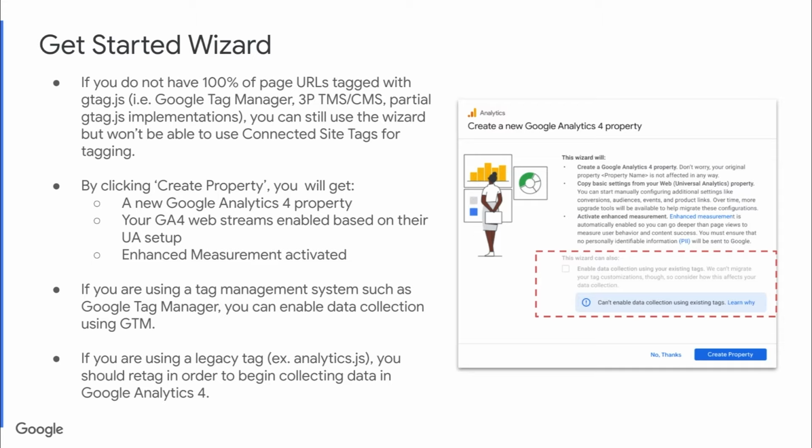Google Analytics 4 property. So we'll click Create, and you'll get a new Google Analytics 4 property, your GA4 web streams enabled based on your Universal Analytics setup, and enhanced measurement activated. Now, if you're using a tag management system such as Google Tag Manager, you can then enable data collection using Google Tag Manager, and we'll look at that in just a moment. If you're using a legacy tag such as Analytics.js, you will need to retag in order to begin collecting data in Google Analytics 4. And again, you can do that with Google Tag Manager.